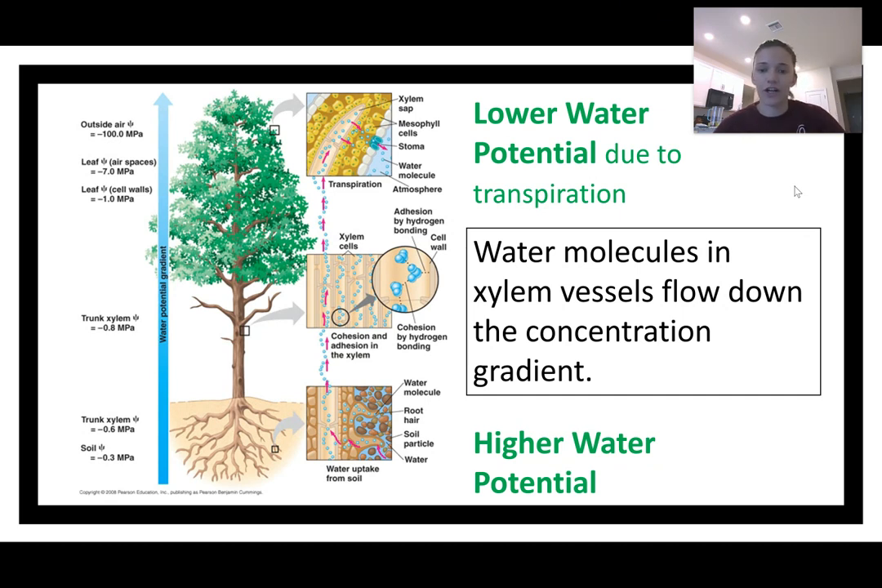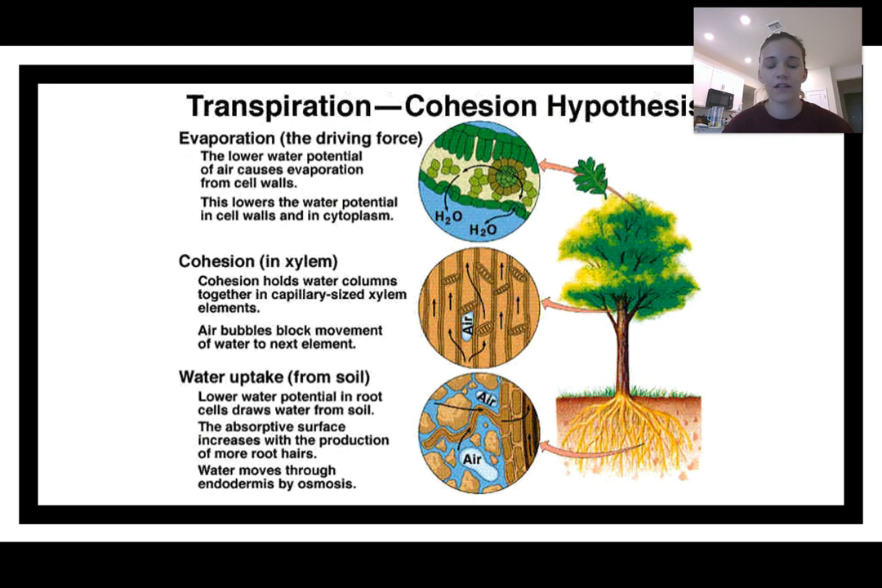This is just kind of a big picture. There's a higher water potential in the roots, lower in the leaves, and water molecules in the xylem flow down that gradient, thinking back to diffusion, it's still working here. So, the transpiration cohesion hypothesis. This kind of brings it all together. We're taking in water from the soil. There's cohesion in the xylem, adhesion in the xylem, and then evaporation, or transpiration to be more specific, is the driving force that's pulling everything else upwards.